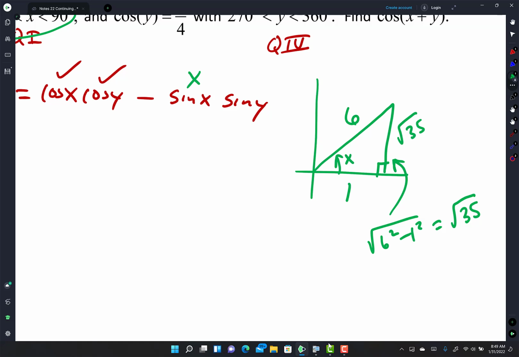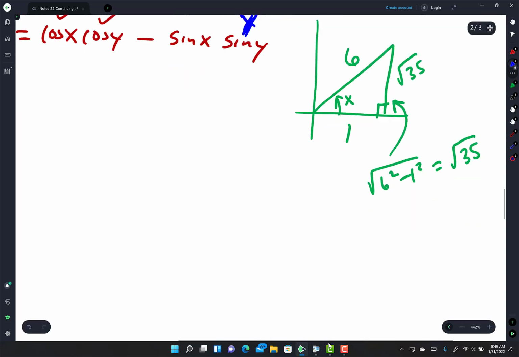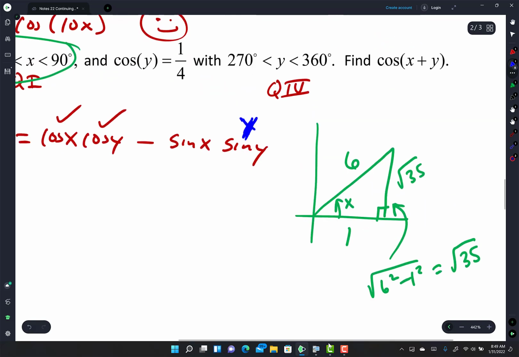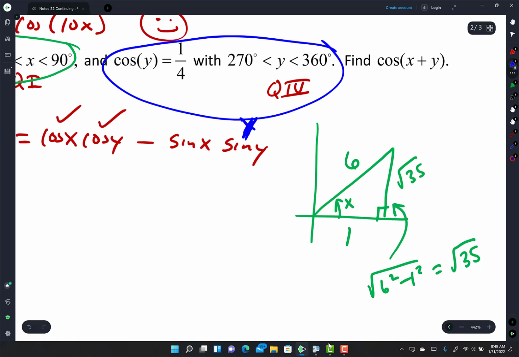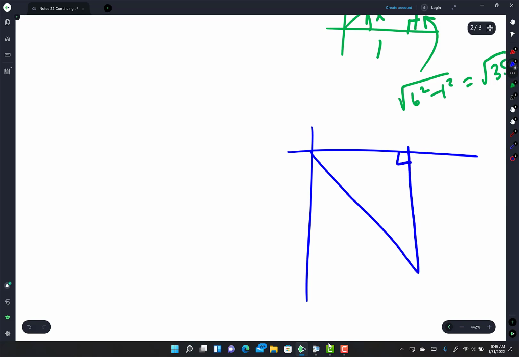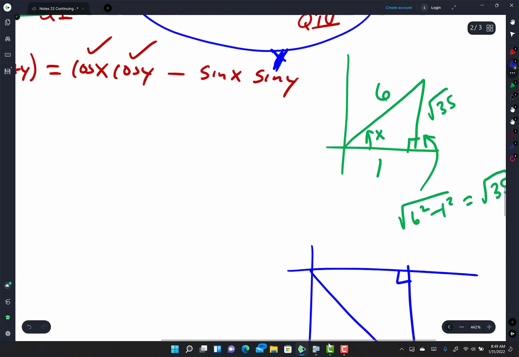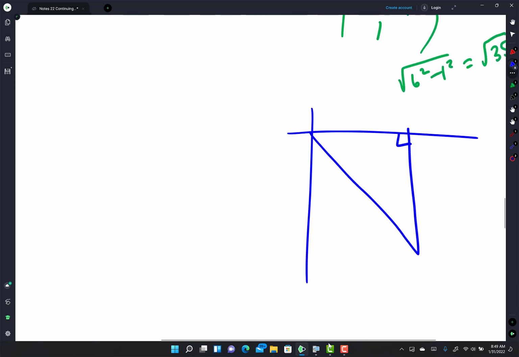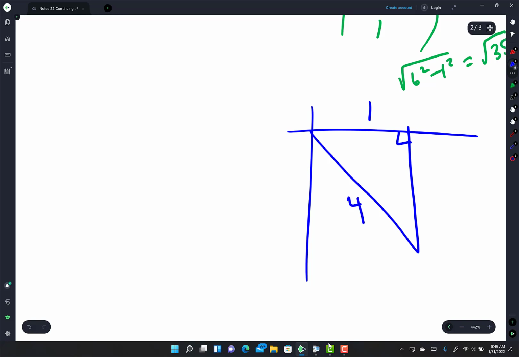All right. Now I'm going to find the sine of y. I'm going to do it in blue. So here we go. What quadrant is angle y in? In quadrant 4. So I'm going to exaggerate quadrant 4, guys. There's quadrant 4. And then I just do adjacent over hypotenuse. The hypotenuse is never negative, guys. 1 over 4.